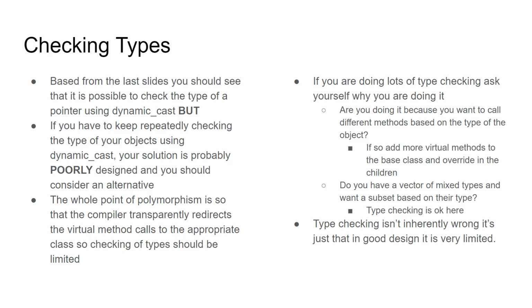If you do have a vector of mixed types like we saw before, and you need to know what you really do have, that's a place where dynamic casting makes sense.